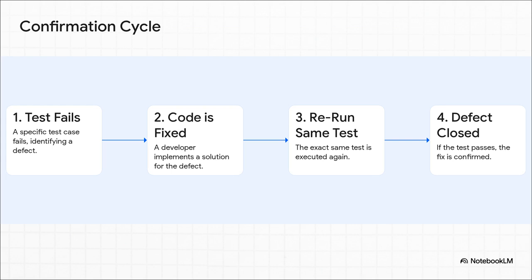The whole process here is just so direct and logical. First, a test finds a bug, okay? Second, a developer cooks up a fix. But third, and this is the absolute key, you run the exact same test that failed before. Same conditions, same data, everything. If it passes this time, awesome. The defect is closed, case closed. If it fails again, well, it's back to the drawing board for the developer.